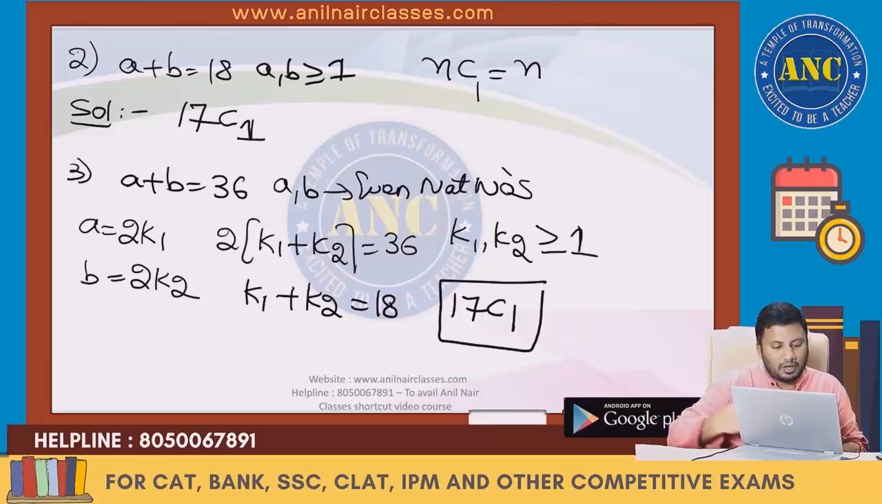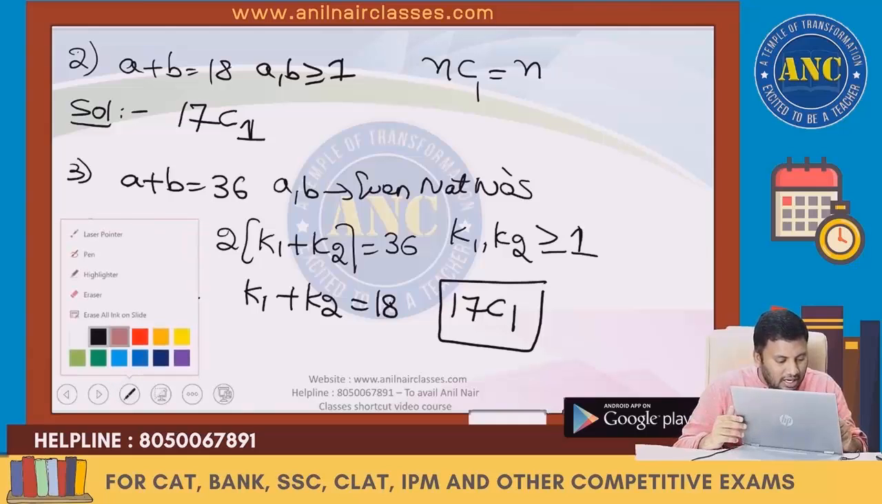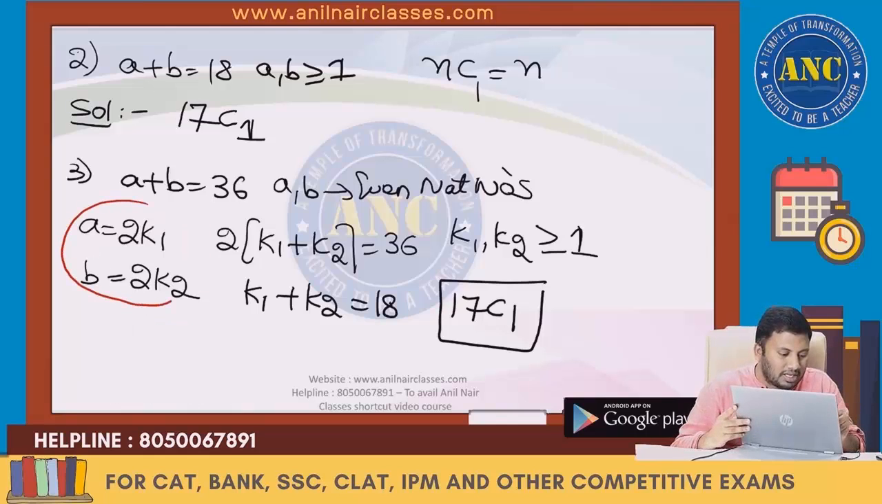A plus B equals 36, A and B are even natural numbers. Any even natural number can be written as 2k1 and 2k2. 2 into k1 plus k2 is 36, so k1 plus k2 is 18. The answer is 17C1. Fourth one.